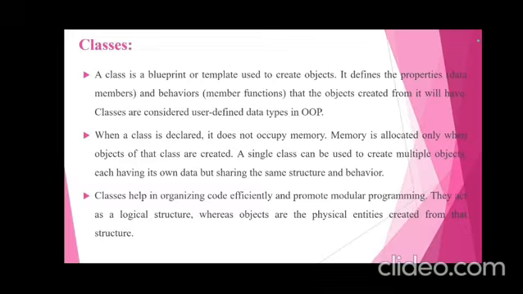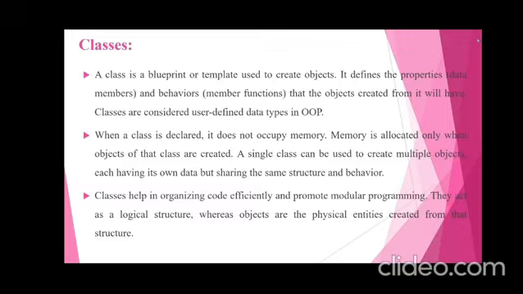Since objects are the actual instances that store data, we can create many objects using the same class. Every object will have its own separate values, but all of them follow the same properties and functions defined in the class. So, a class provides the structure and multiple objects can be created from it, each with its own data.